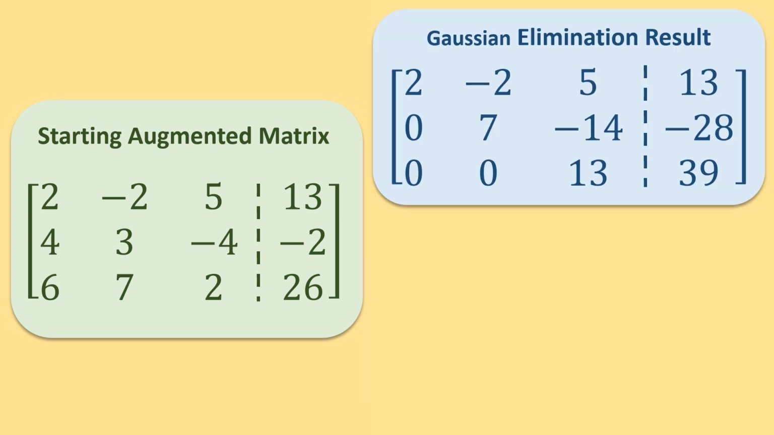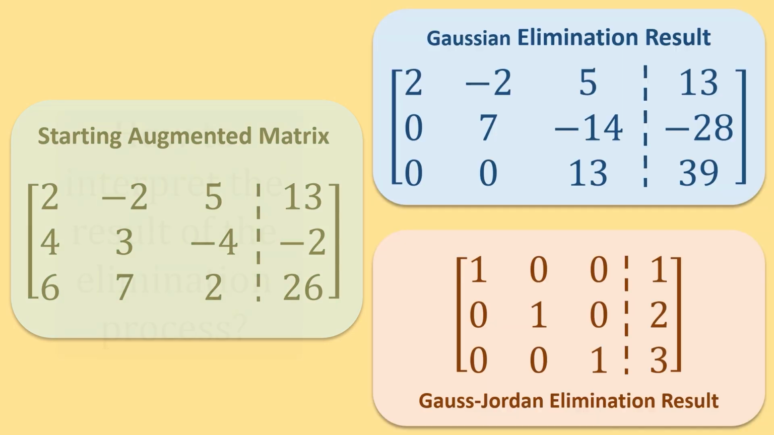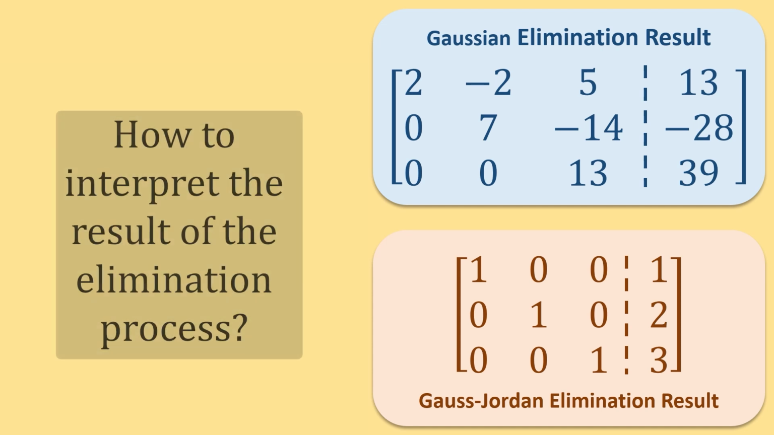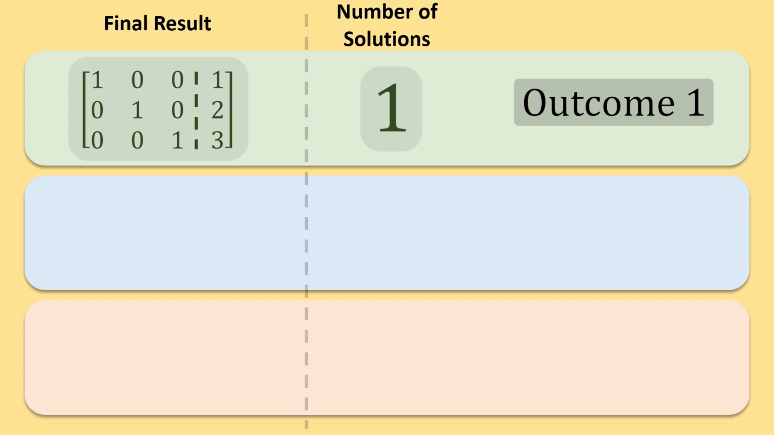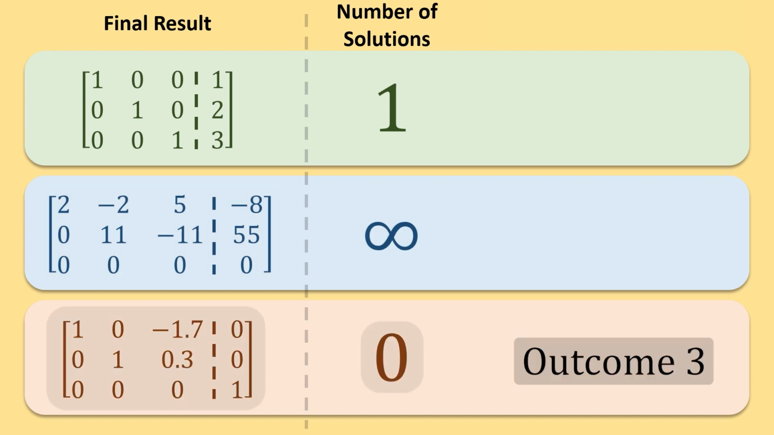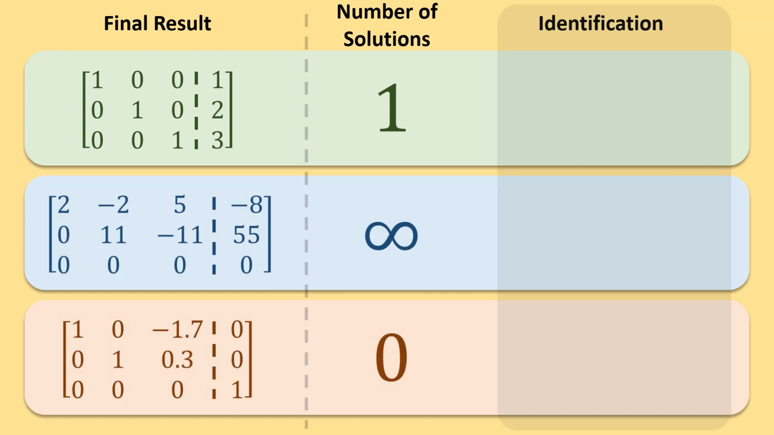You've completed Gaussian or Gauss-Jordan elimination, and now you need to interpret the result. No worries, for both processes, there are three potential outcomes that can be identified the same way. Your outcome will either have one unique solution, an infinite number of solutions, or no solutions. The way we identify the outcome is based on the pivots within the final result of the elimination process.